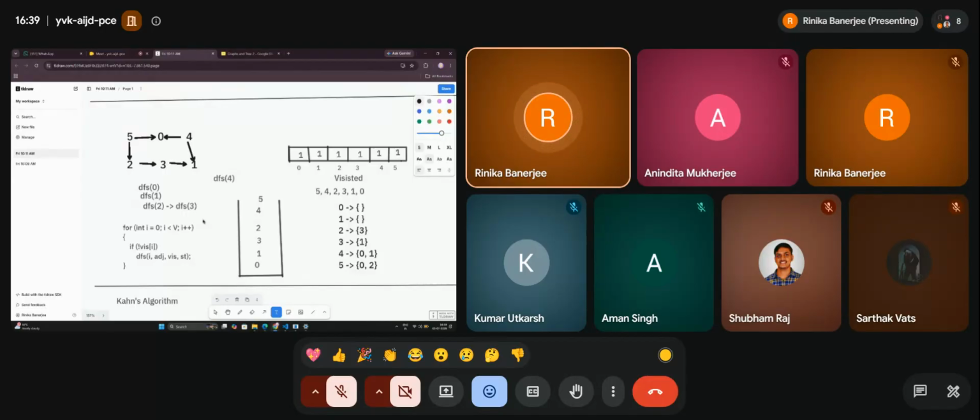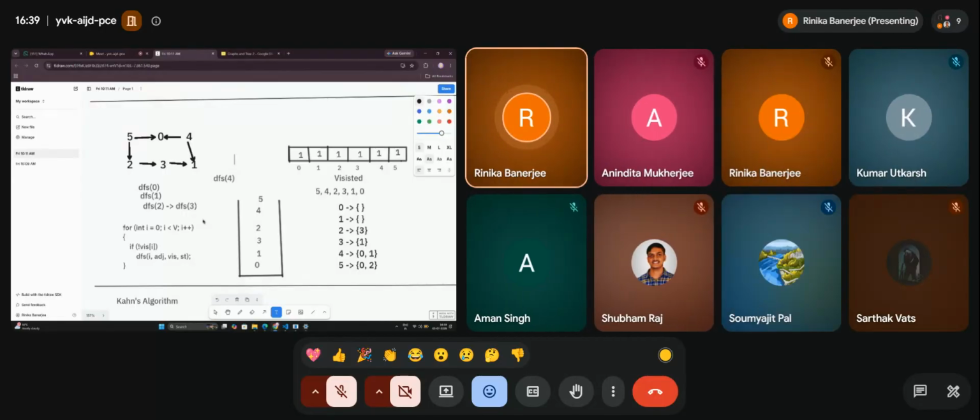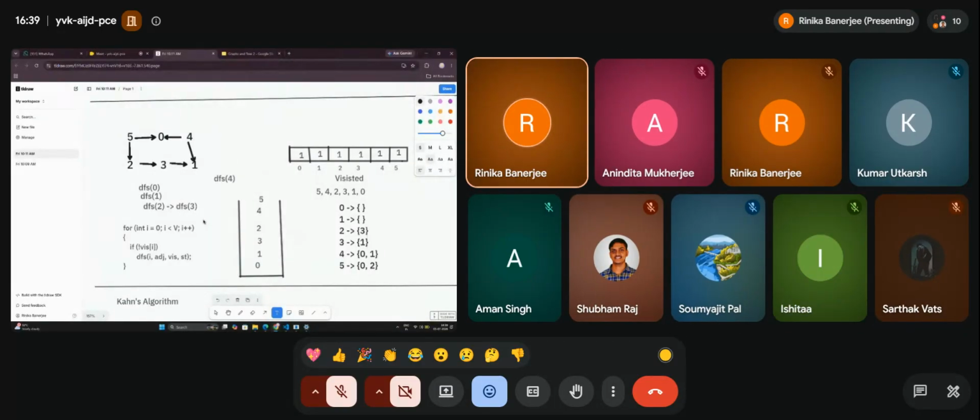So every time I'm calling a node, marking it visited, recursively calling all the further nodes in its adjacency list, and then after the DFS call is finished, I'm putting it into the stack, and at last I'm popping all the elements from the stack, and that is giving me the topo sort of the graph. So it's quite easy, right? So that is what we are doing.